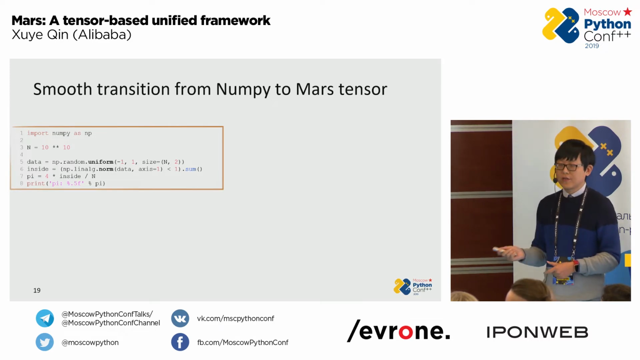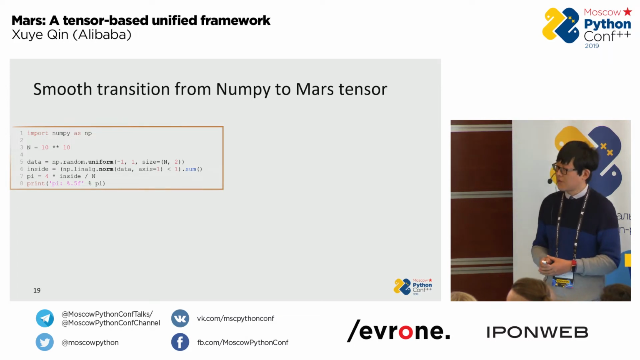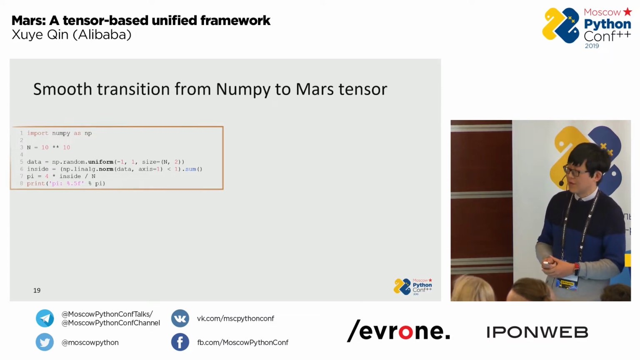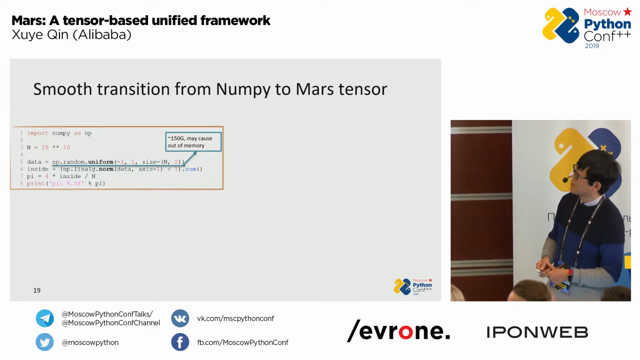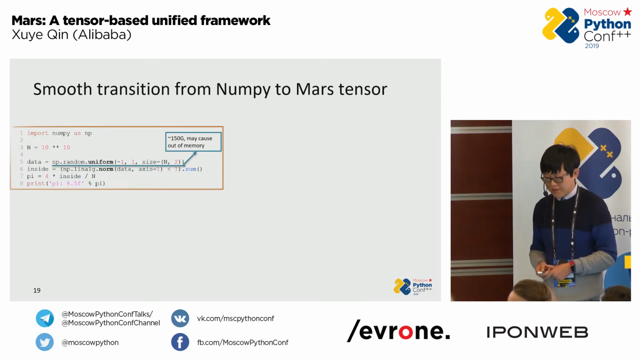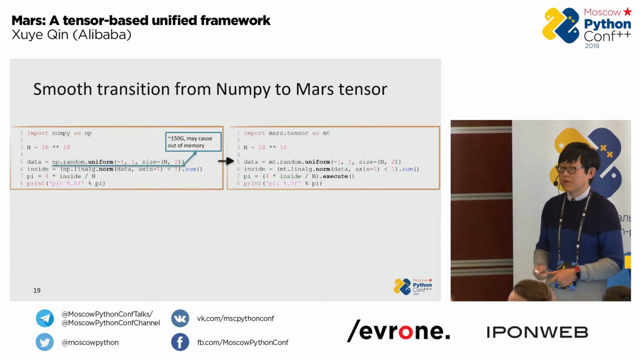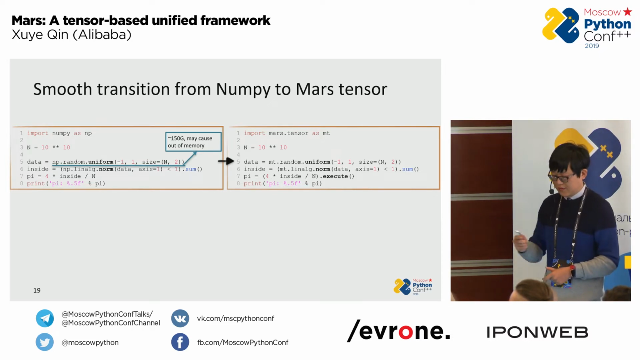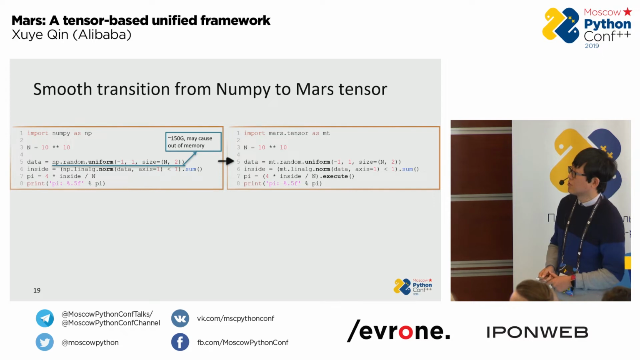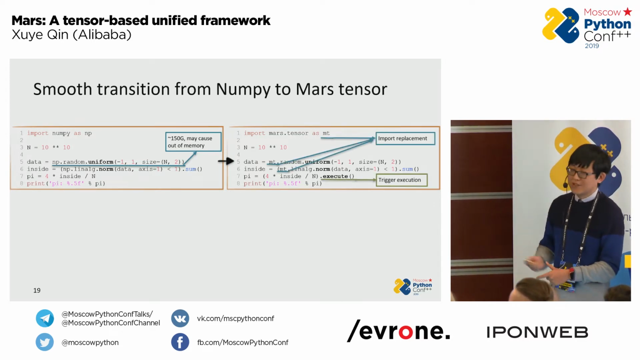So with Mars Tensor, you can imagine that you can have a smooth transition from Numpy to Mars Tensor. Here is just the code we have written. The input, I have to emphasize that the data is about 150 gigabytes. It may cost the OOM. So for the Mars Tensor code, you can just import mars.tensor as mt, and the other code is identical to the Numpy, except for we have to call the execute method.